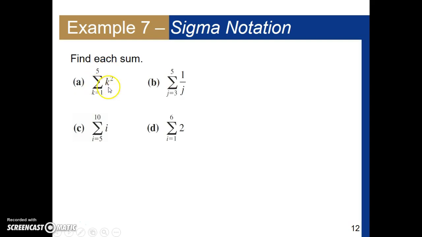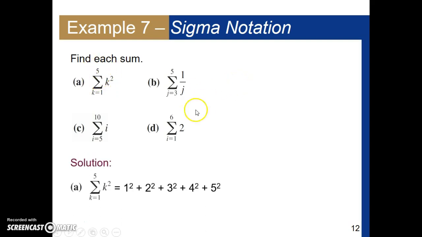Here in A, we have the sum of the sequence k squared. We're going to start adding when k is 1, and we're going to end at the 5th term, 5 squared. So let's see what that would look like. The first term, when k is 1, is 1 squared. When k is 2, we'll have 2 squared. When k is 3, 3 squared. When k is 4, 4 squared. And when k is 5, we'll have 5 squared.